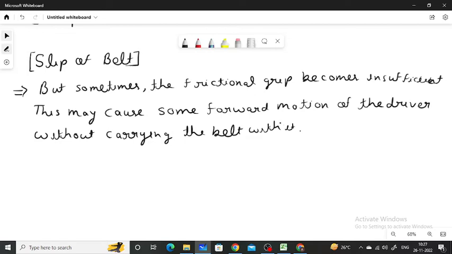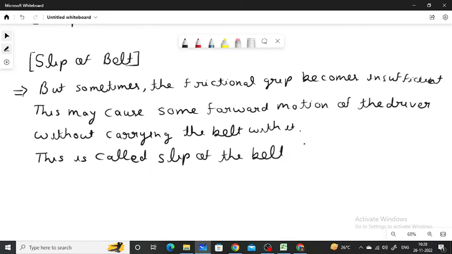This may also cause some forward motion of the belt without carrying the driven pulley with it. This is called slip of the belt, and it is generally expressed as a percentage. The result of the belt slipping is to reduce the velocity ratio of the system.